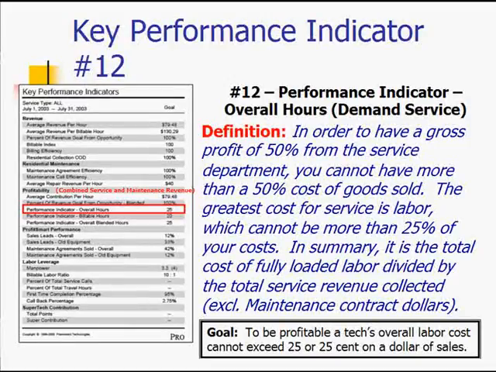In summary, it's the total cost of your fully loaded labor divided by the total service revenue collected, not including maintenance monies. To be profitable, a tech's overall labor cost cannot exceed 25 cents of dollars received.